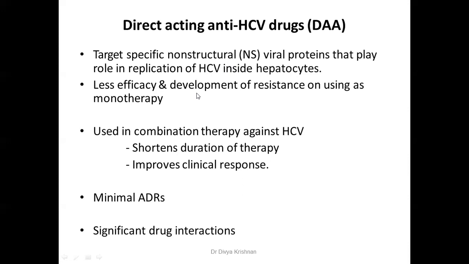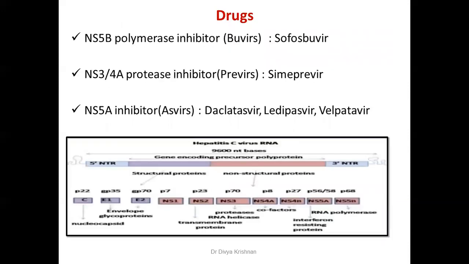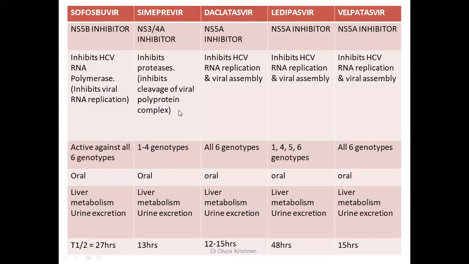Whenever you are using it as a combination therapy along with other drugs, it shortens the duration of therapy and improves the clinical response. It has got minimal ADRs, but it has got significant drug interactions. So what you'll remember is that it has less efficacy with monotherapy because rapid resistance can develop. It is usually used in combination therapy where you get a good response and can shorten the duration of therapy. It has minimal ADRs, but significant drug interactions are seen. The examples of the drugs we have already discussed in the beginning of the class, you will remember the same examples. Now I have just compared all these drugs as a winding up slide here.